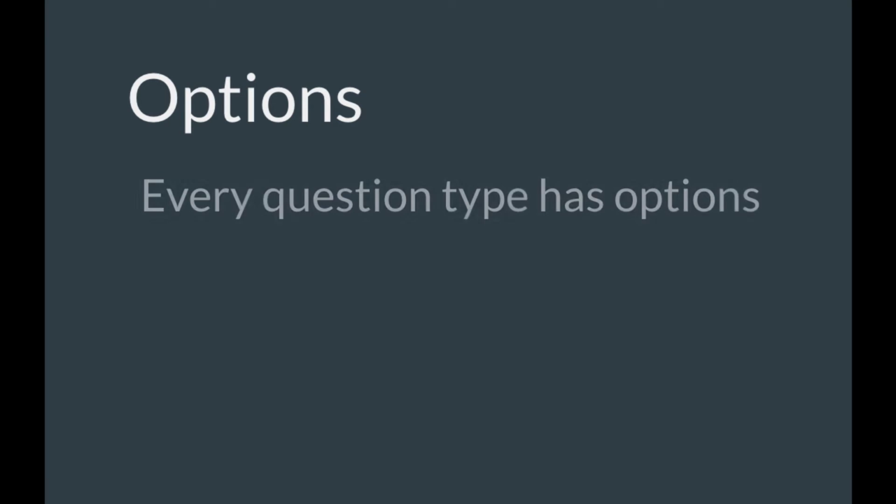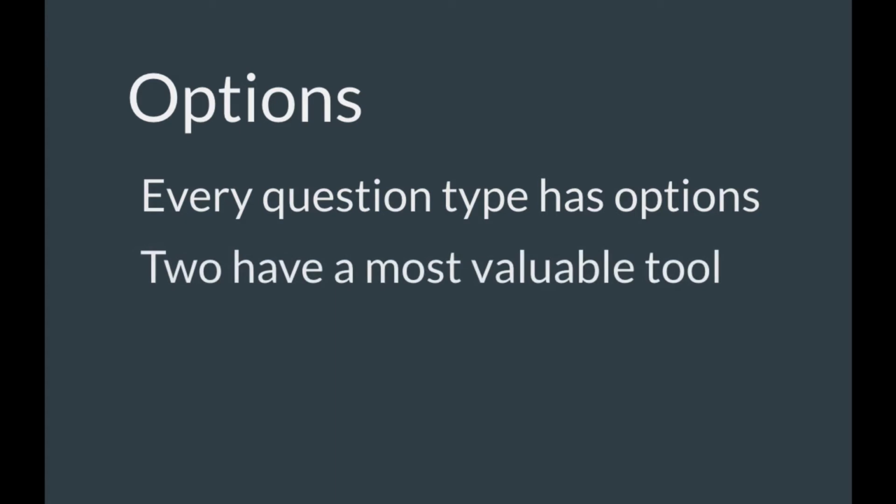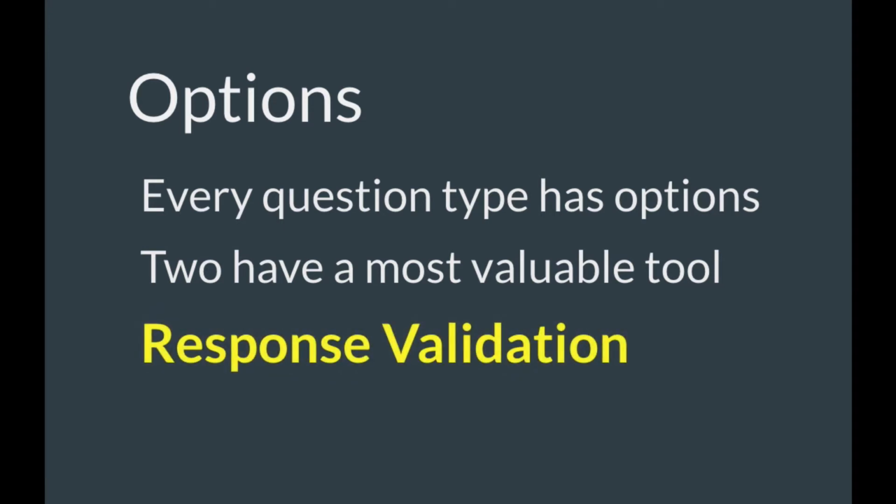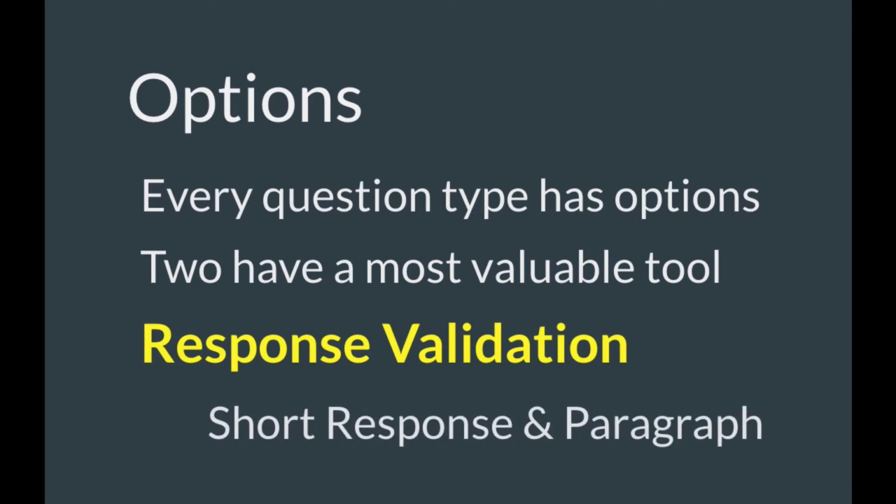Options. Every question type in Google Forms has options. Two of these question types have a most valuable tool. That valuable tool is response validation, and it's found in the question types short response and paragraph.